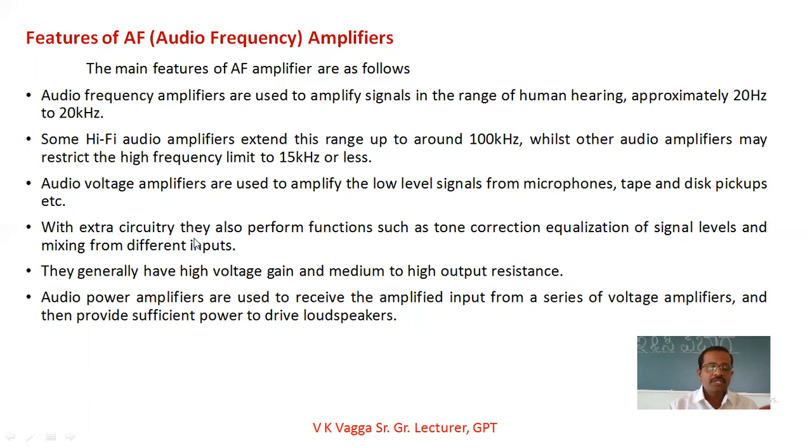With the extra circuitry, they also perform functions such as tone corrections, equalization of the signal levels, and mixing from the different inputs. On adding an extra circuit, an audio amplifier is also used to generate new tones by mixing, or to do modulation with the tone corrections, so that the unwanted signals or noise can be eliminated and a pure signal is taken, with the extra circuitry.